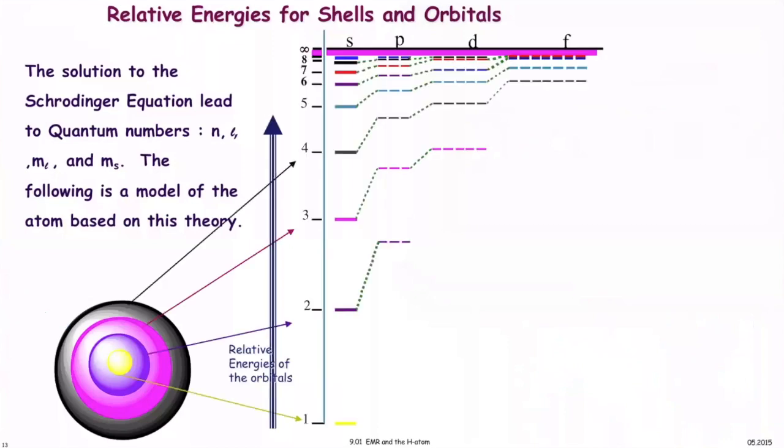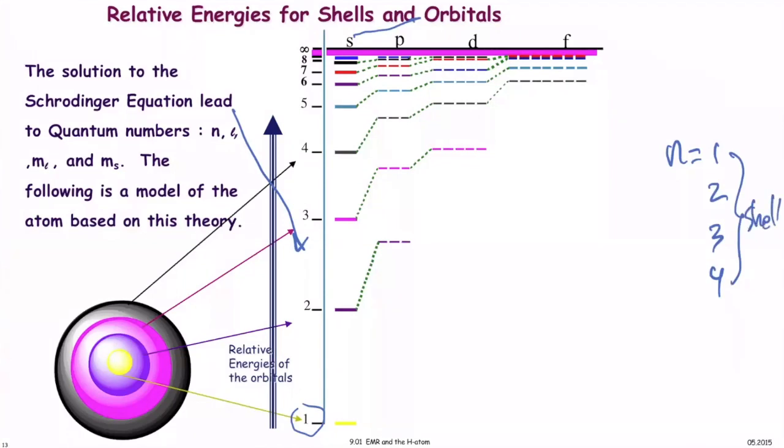So what we have is the n equals 1, we have an s orbital. These are called orbitals, okay? These are called shells. The n equals 1, 2, 3, 4. These are called shells. Okay, it's like an onion. We have the first shell, second shell, third shell, etc. But within each of these shells, we have something called orbitals. All shells will have something called an s orbital.